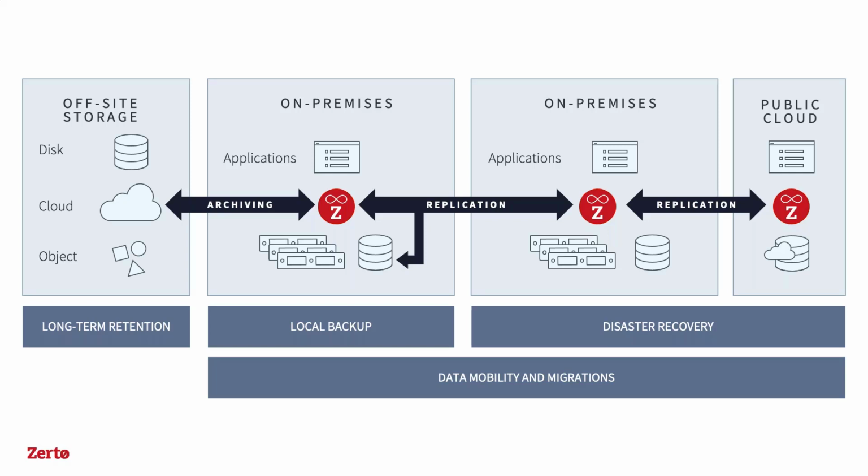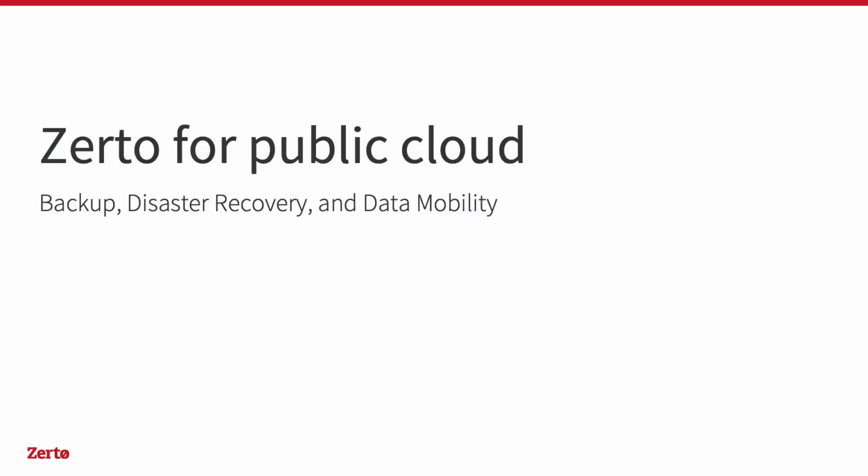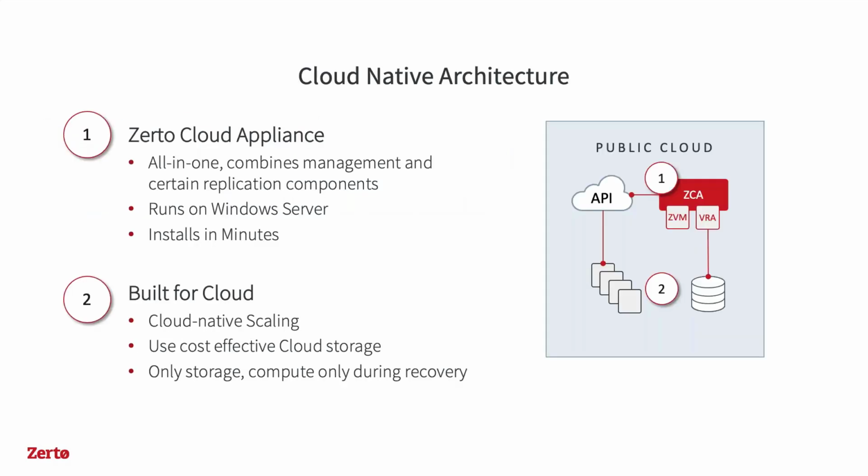But now, when it comes to the public cloud, that's a key aspect of showing you why Zerto is actually optimized for the public cloud, right? We've looked at the components of our architecture. You looked at the ZVM and the VRA, and that was explained from an on-premise perspective. From a cloud perspective, if you look at our cloud native architecture, we have what we call a Zerto Cloud Appliance. And this ZCA is the all-in-one appliance that combines the virtual management component of Zerto, the replication appliance as well. And this sits at the target site of the selected public cloud. For example, whether it's AWS or Azure. It runs on a Windows server and it installs in minutes.